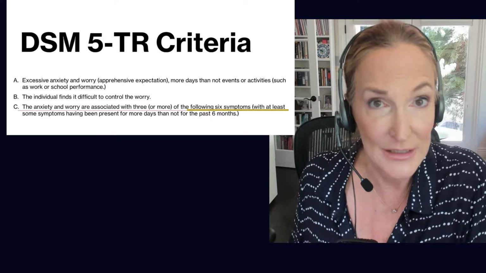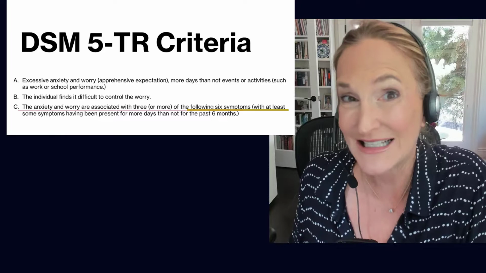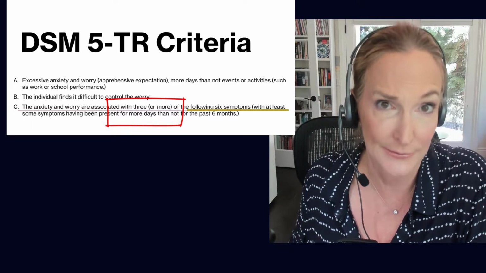So those are the six criteria. In order to meet the diagnostic criteria for GAD, one must have at least three of six, and it has to have been present more days than not over a period of at least 6 months. So that's pretty specific.